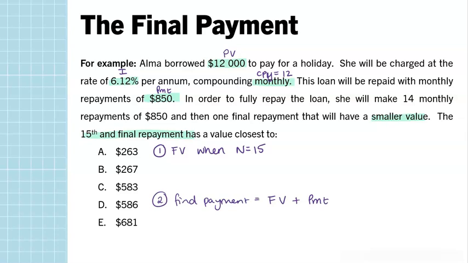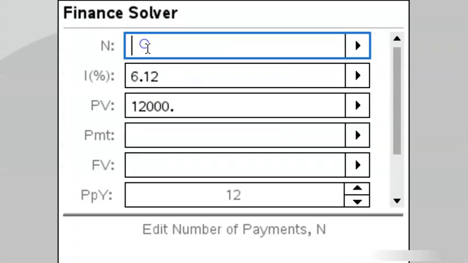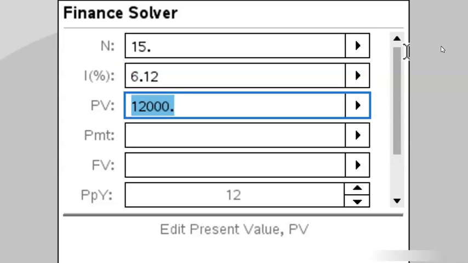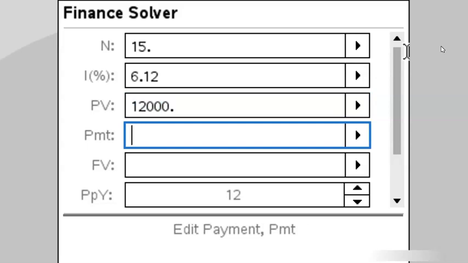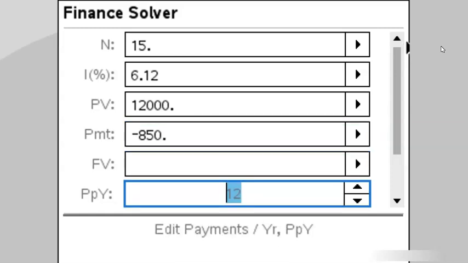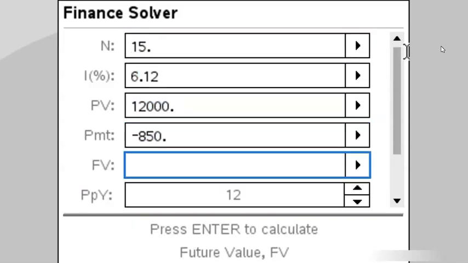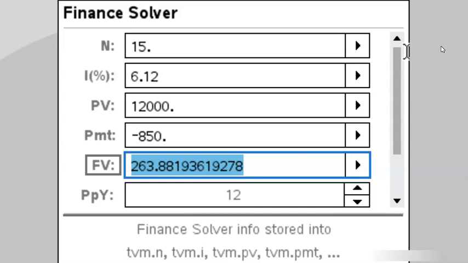So we'll jump into our calculator and put that information in. Okay, so 15 payments in total, 6.12% was our interest rate, and we borrowed $12,000. She's now making repayments of $850, and again, we're entering that as a negative value. Those payments are happening monthly, so you always want to check that in case you've done a different question in between. Let's come back and find our future value. After the 15 payments, we have a future value of $263.88.